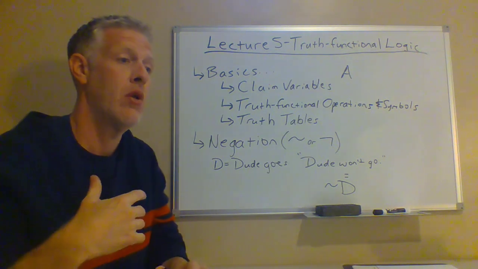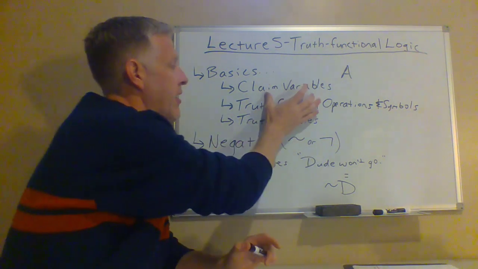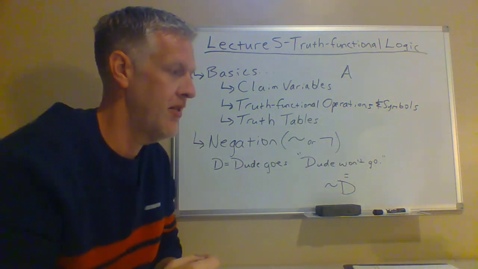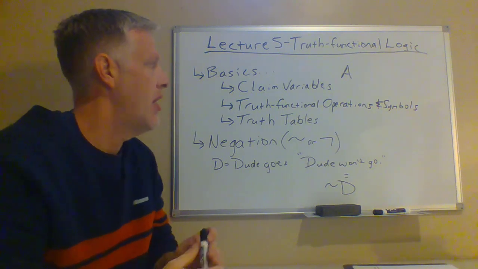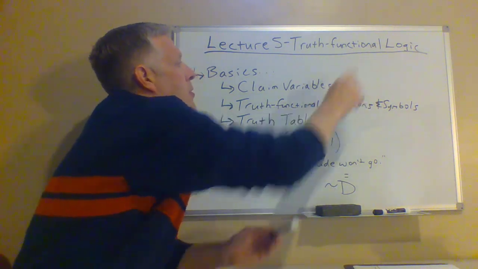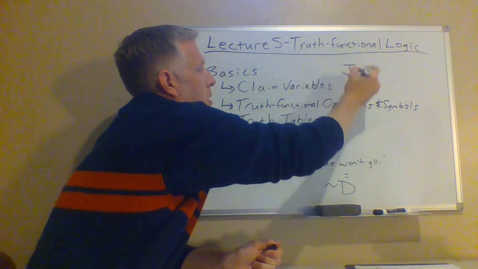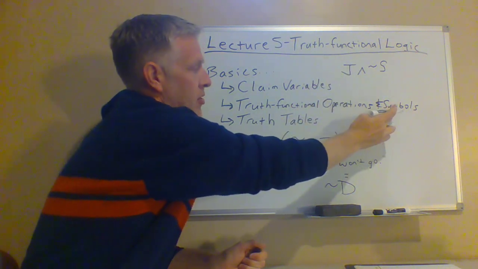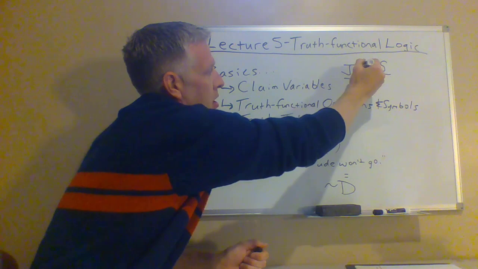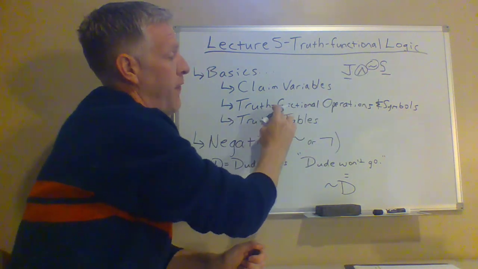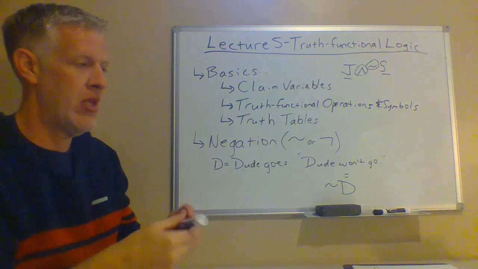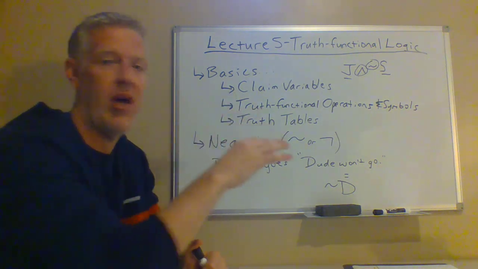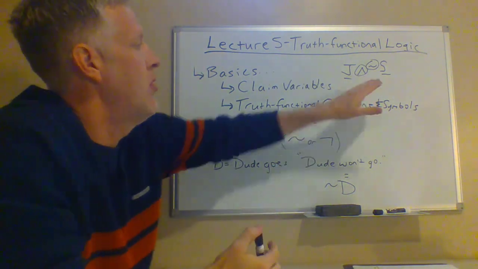In other words, what results is no more than basic claim variables and truth functional symbols, right? So we take the average everyday sentence, Joe will go and Susie won't, and what we come up with will just be basic claim variables and logical operation symbols. These are claim variables, and these are truth functional symbols that represent the logical operations going on underneath what the person's saying, right? What's being implied in terms of logic, the relationship between these claims.